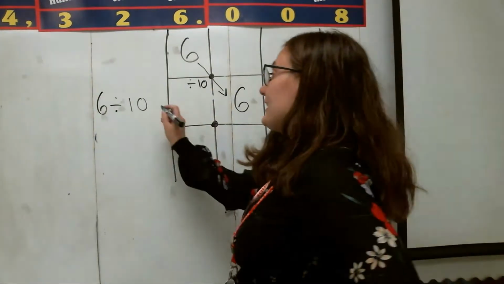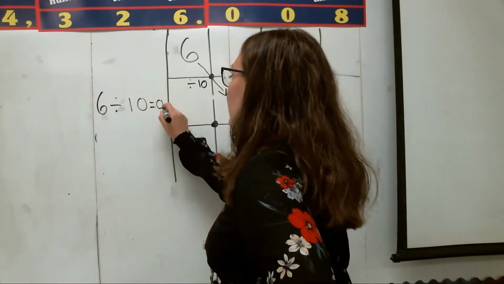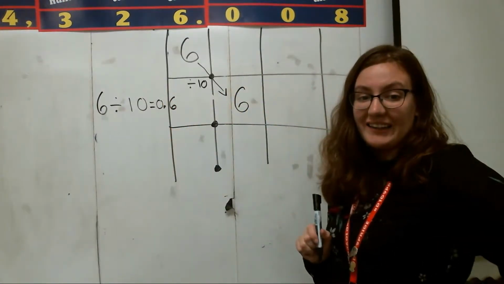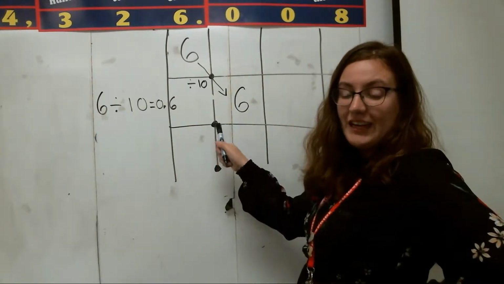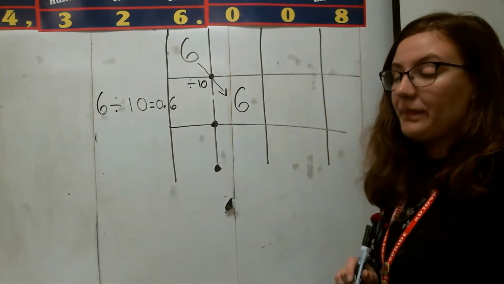And if I want to write that as an answer, all I would need to do is write it like this, 0.6 or 6/10. And we can see that our decimal place is right here, so that's how I know where my decimal place is supposed to be at.